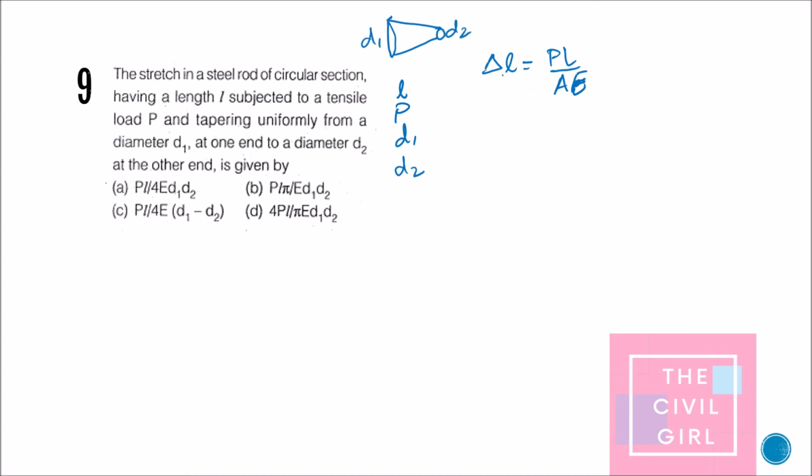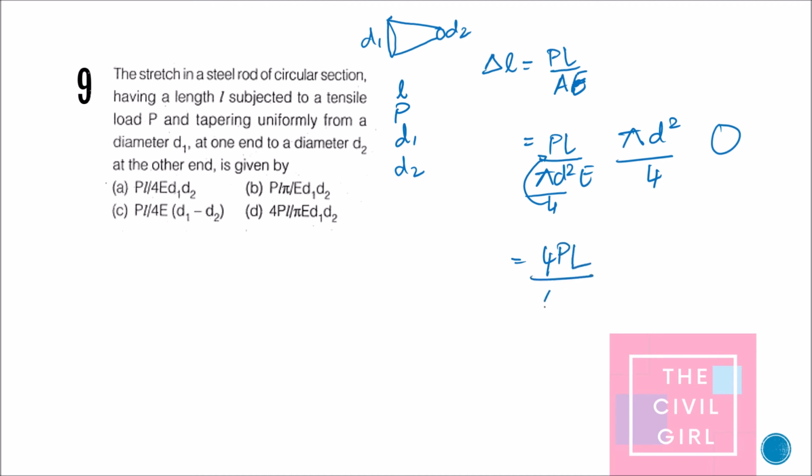Since it is a circular section, I'm just going to assume that area is equal to pi d square by 4, just like any circle. So if I do it, it is PL by pi d square into E by 4, and this 4 can be taken upward. So it is 4PL divided by pi d square into E. So I'm going to check my answers which has 4PL in the numerator. Only D has the answer, therefore D is my answer.